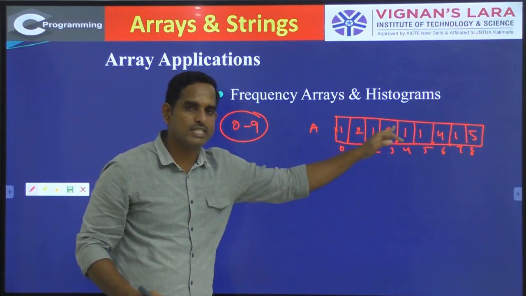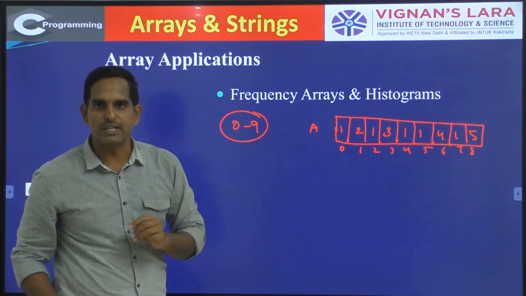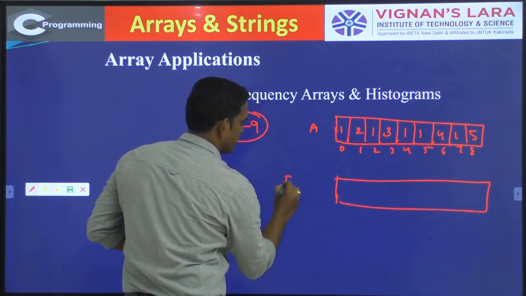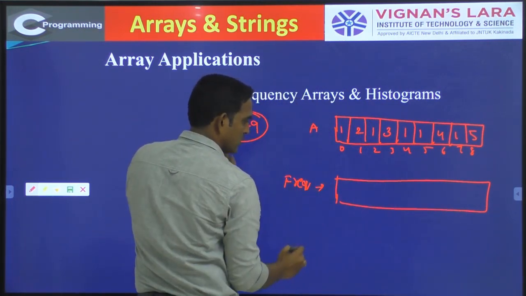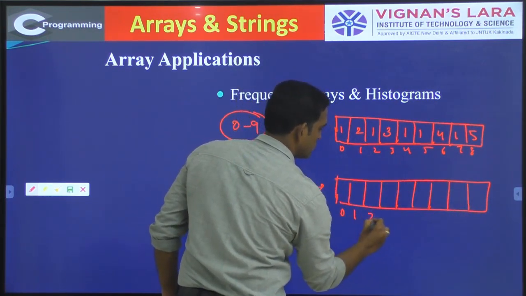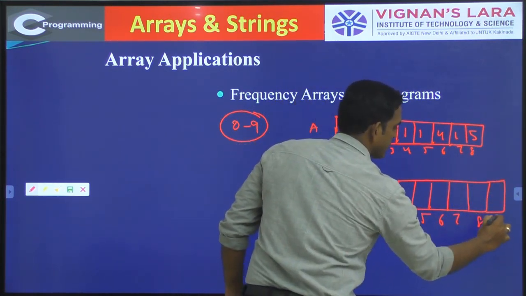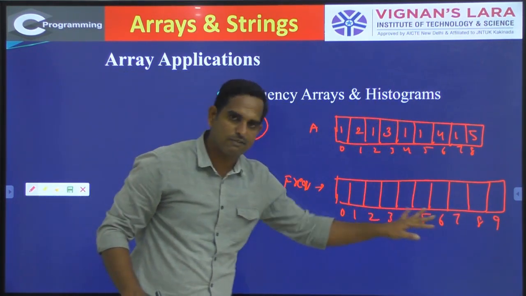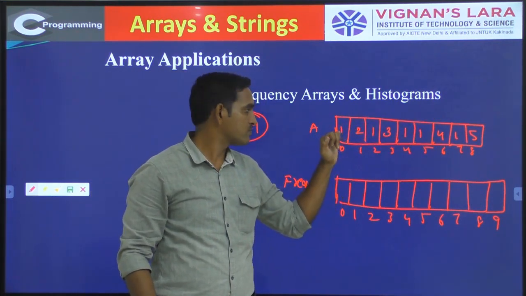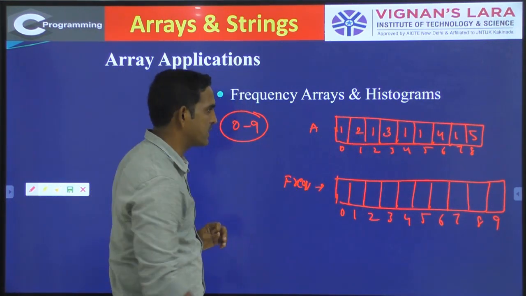That is, how many times 1 is repeated, how many times 2 is repeated, how many times 3 is repeated, how many times 0 is repeated. Okay. Your frequency array, the new array, will be having positions from 0 to 9, that is 0, 1, 2, 3, 4, 5, 6, 7, 8 and 9. And I have to count these values from 0 to 9, that is, how many times 0 is present in this particular array.